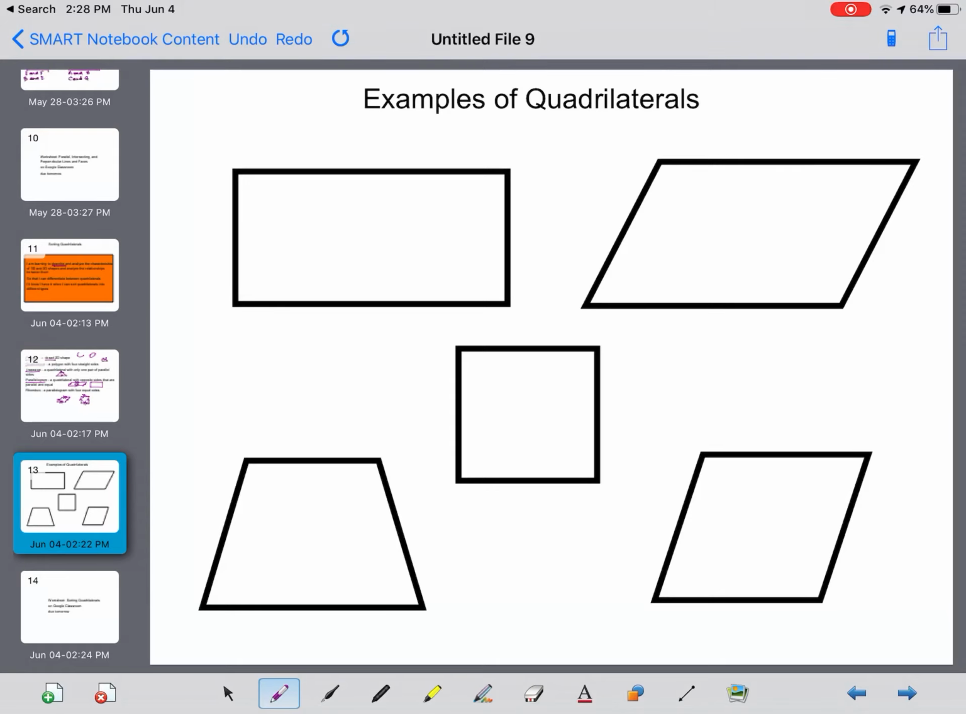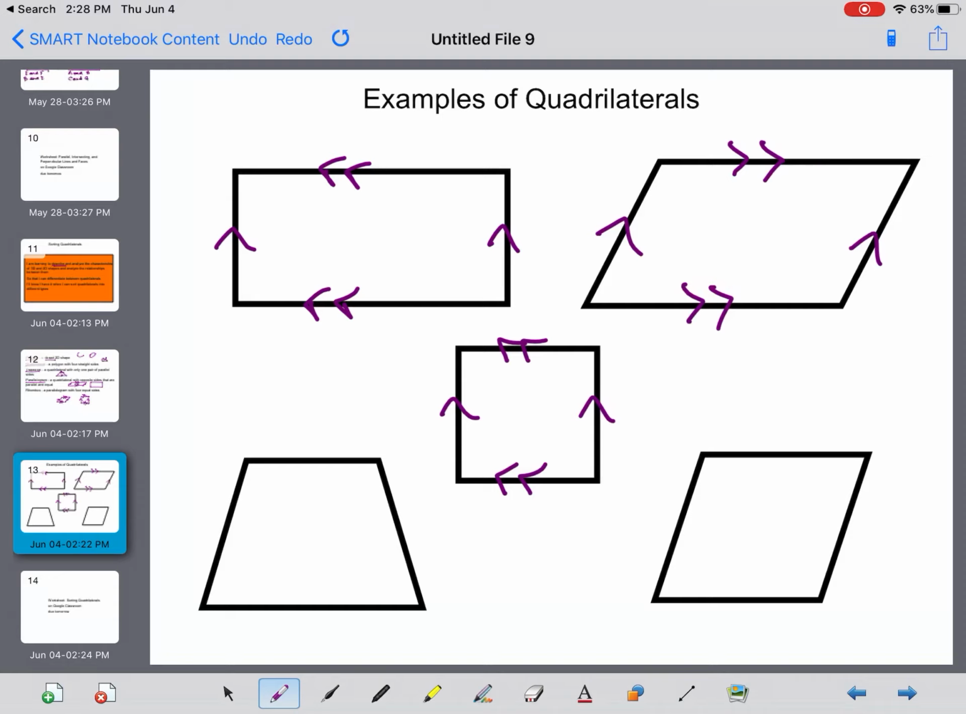These are some examples of quadrilaterals. This here is a rectangle, but it is also a parallelogram, as we just discussed. It has 2 sets of parallel sides, but they are different lengths. Here's another example of a parallelogram. Here we have a square, which, as we just discussed, is also a rhombus. So 4 equal length sides, and the opposite sides are parallel.